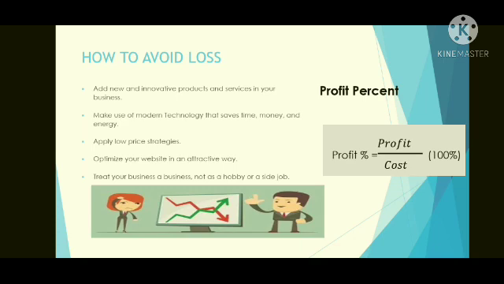So the formula for profit percent is equal to profit divided by the cost times 100%. Again, the formula for profit percent is profit divided by the cost times 100%.